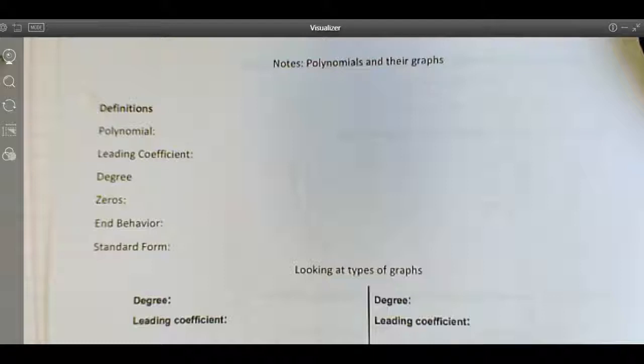So we've been talking about lots of different kinds of functions. We've talked about the absolute value graphs, which are these. We've talked about piecewise functions, and they can look like lots of different things because they're just different pieces put together. This is another kind of function that we need to talk about, and it's called polynomials.